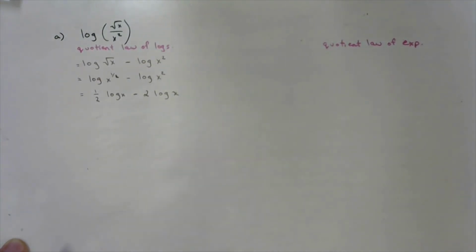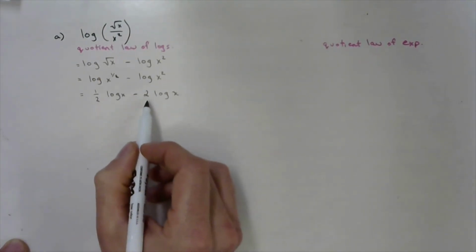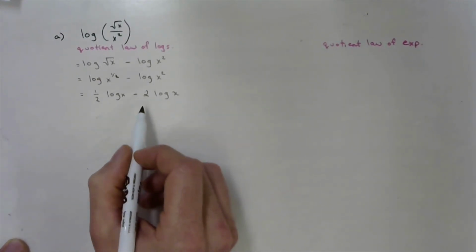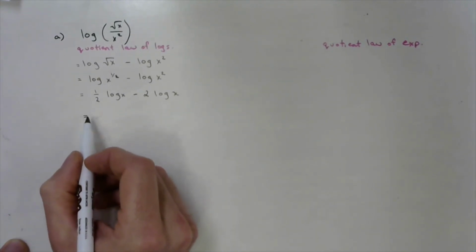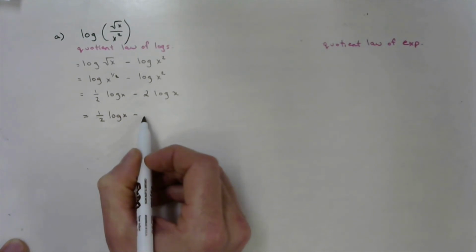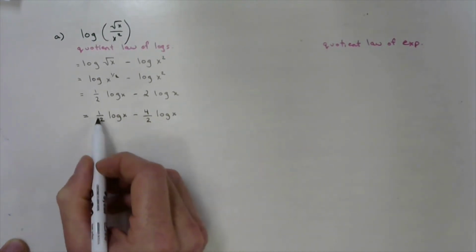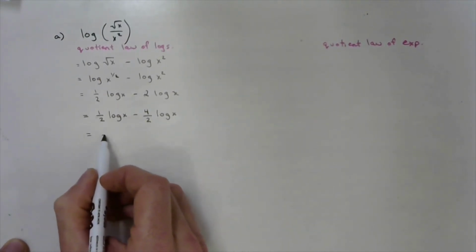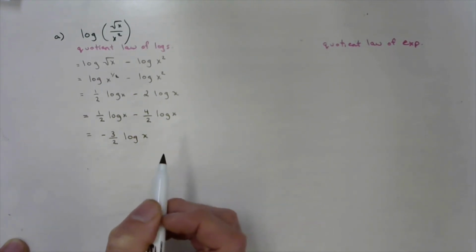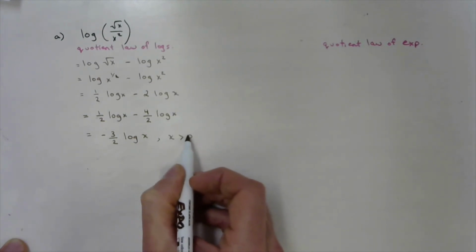And now I have the same variable part on both, and I'm subtracting fractions. So I need a common denominator. I'm going to express 2 as a fraction over 2, which would be 4/2. Now I have 1/2 minus 4/2. That's negative 3/2 times the log of x. My restriction: x must be greater than 0.